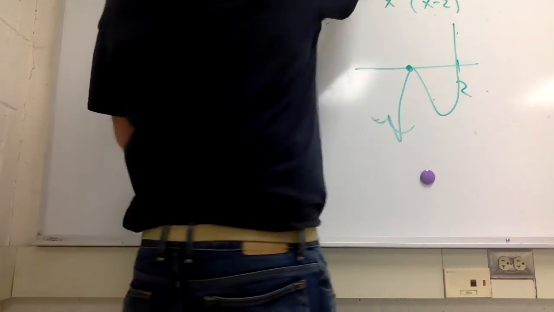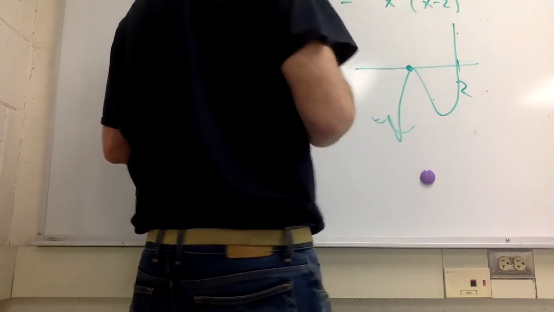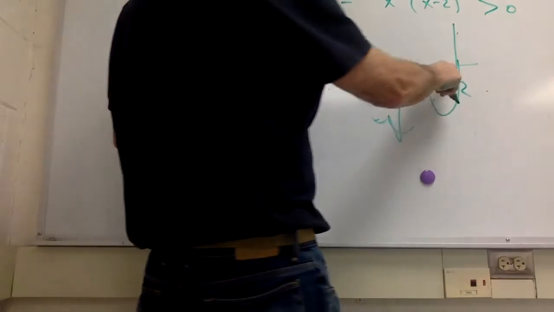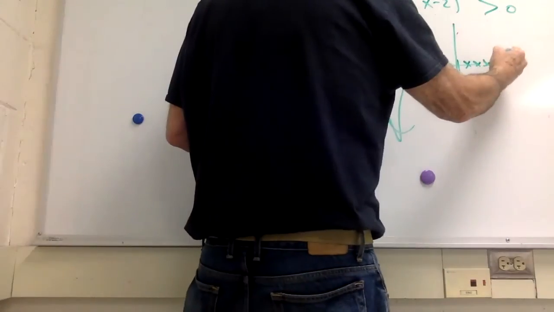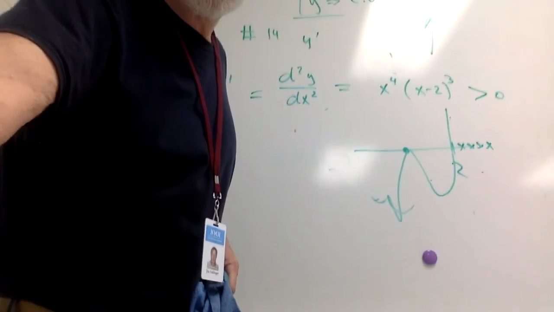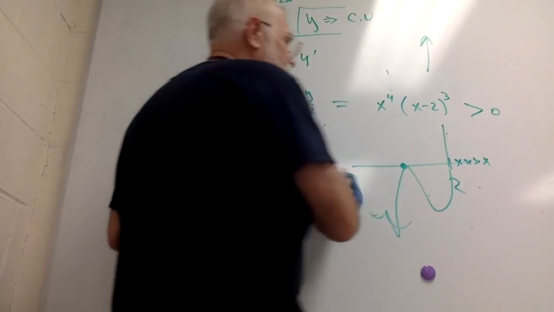Let's do concave up, excuse me, second derivative. When am I concave up? When I'm bigger than 0. There's only one place that happens. X is bigger than 2. Okay, let me get this. When I get tired, I start making stupid mistakes.